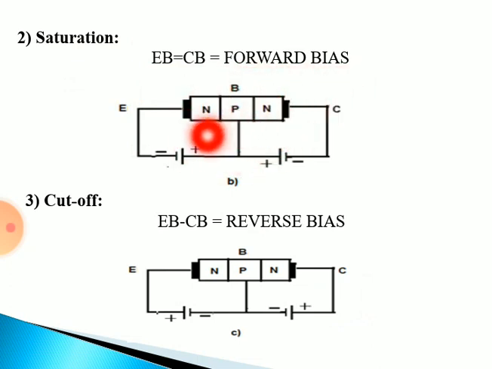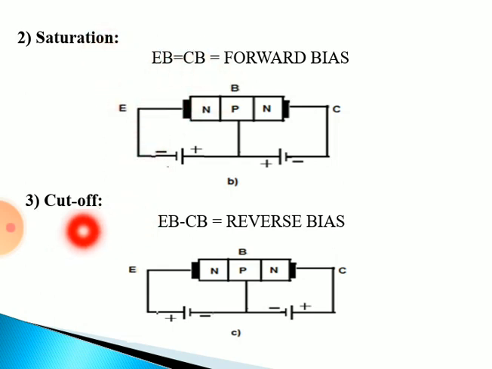So for forward bias, what is the condition? You have to connect your N to the negative of your voltage and P to the positive of your voltage. Again, here this is also forward bias, so P is connected to the positive of your voltage and N is connected to the negative of voltage. So this is the condition for your saturation region.